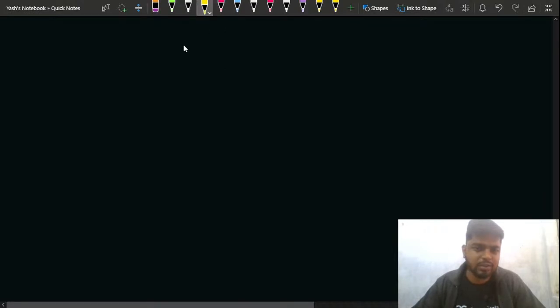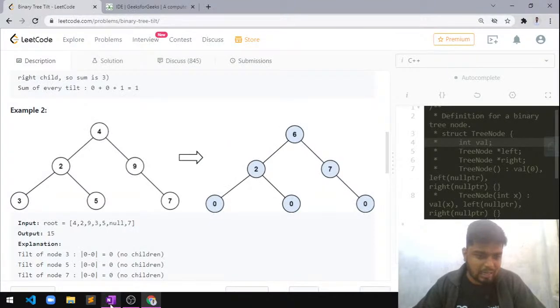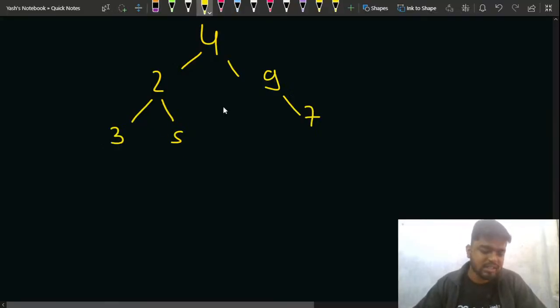So let's say that the tree is again 4, then 2, and 9, and then I think this was 3, this was 5, and this was 7, right? Let me cross check. 4, 2 and 9, and 3, 5 and 7, right? So for this case, what will you do? You will always have to find the tilt.